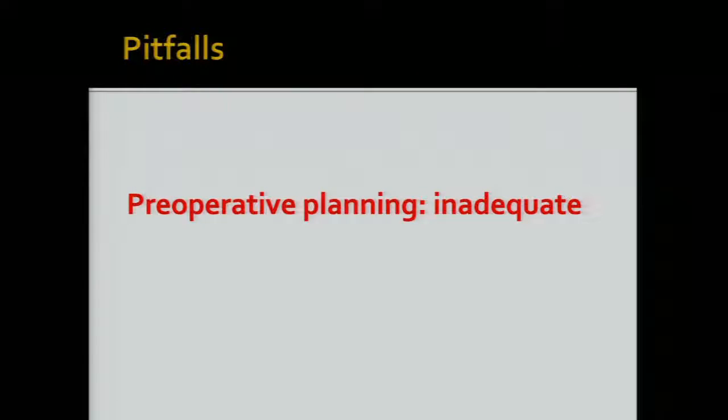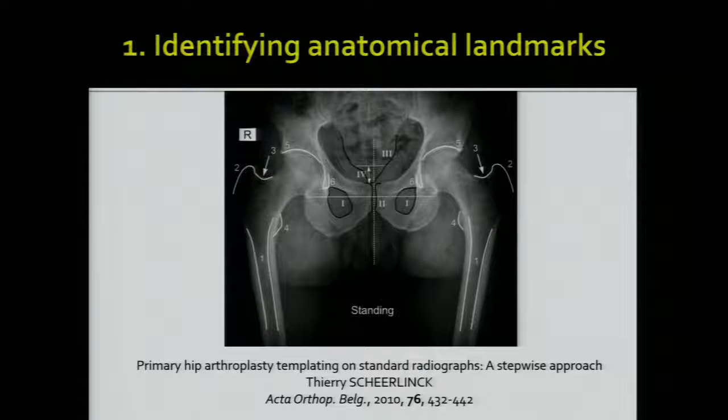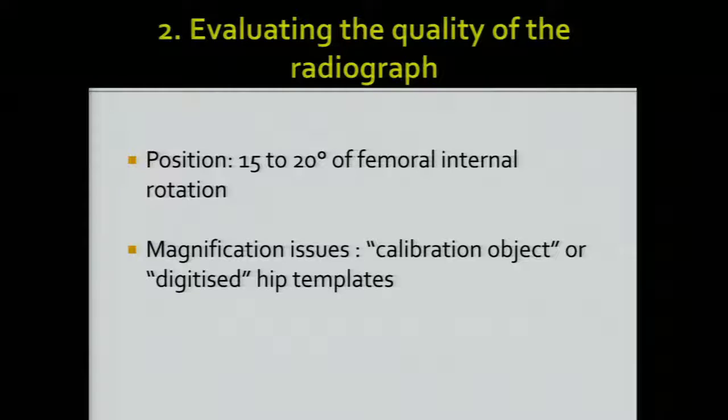Poor operative planning seems to be a critical pitfall for hip replacement with femoral deformity. This paper proposed a useful 4-step preoperative template. The first step is to identify the anatomic landmarks as shown in the picture. Second, evaluate the quality of the radiograph, mainly the positioning of the hip, and avoid magnification error by calibration or by using a digital template.